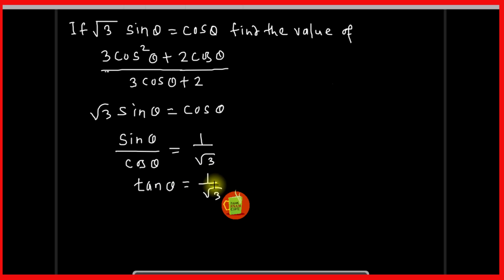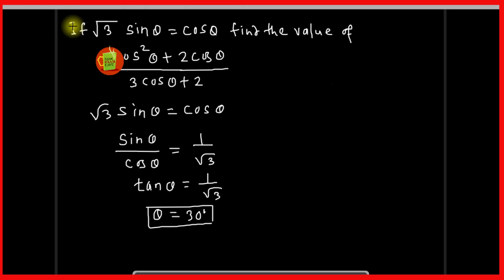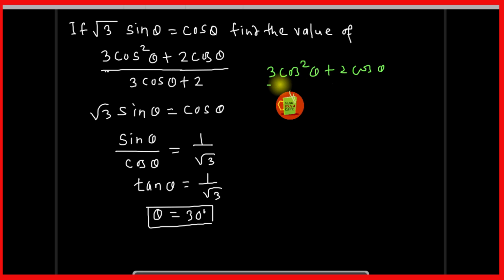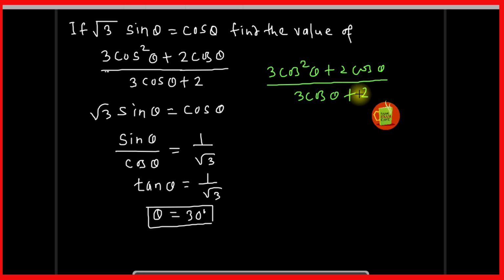And since tan theta is equal to 1 upon root 3, and we know that tan 30 is 1 upon root 3, theta is equal to 30 degrees. So theta is equal to 30 degrees. Now we have to find this one. So to find this, 3 cos square theta plus 2 cos theta upon 3 cos theta plus 2.